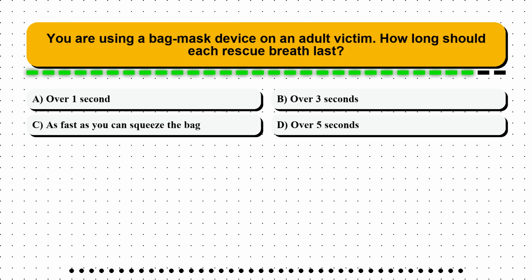Question 5. You are using a bag mask device on an adult victim. How long should each rescue breath last? Option A, over 1 second. Option B, over 3 seconds. Option C, as fast as you can squeeze the bag. Option D, over 5 seconds.